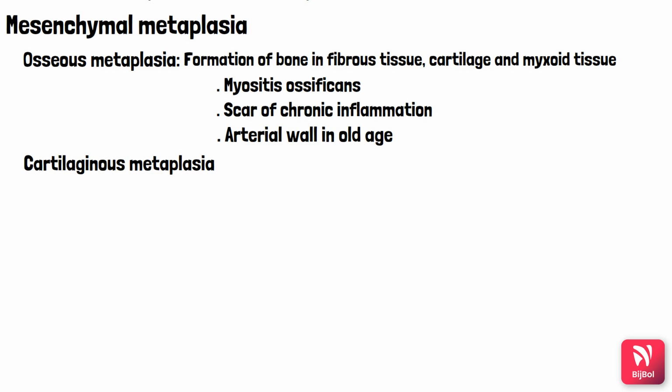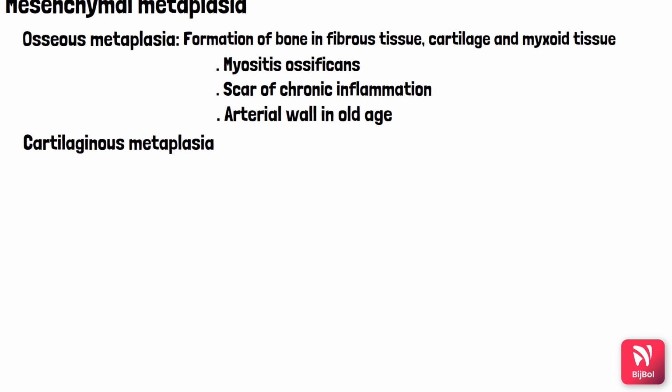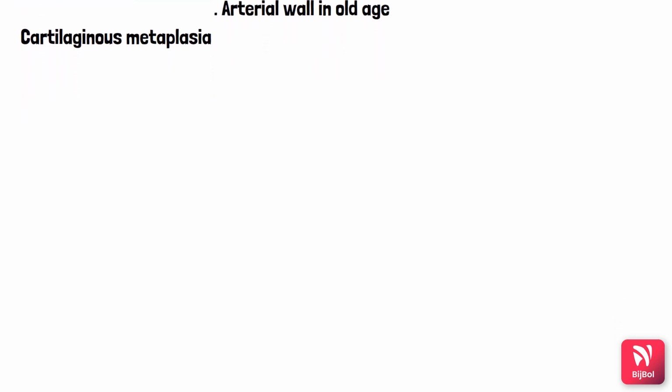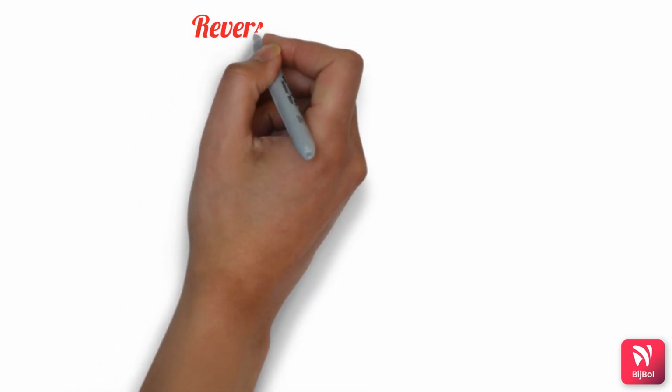Other than osseous metaplasia, there is cartilaginous metaplasia also, wherein because of decreased mobility in healing of fractures in the limbs, there can be cartilaginous metaplasia. So these are all various types of adaptations which are seen under stress.